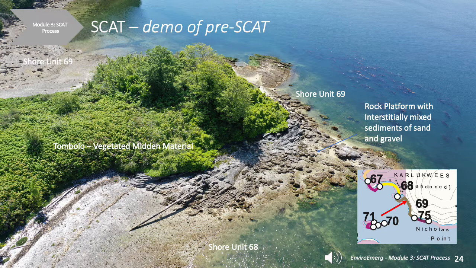We're now moving out of Shore Unit 68 into another shore unit because the shoreline geomorphology has changed from a sand beach to a rock platform. You can see remnants of a tombolo, which is vegetated midden materials. As with Shoreline Unit 68, Shoreline Unit 69's coastal character is vegetated. Naming shoreline types and coastal character is advanced to intermediate SCAT training. SCAT uses very specific terms for what you see and record on forms.